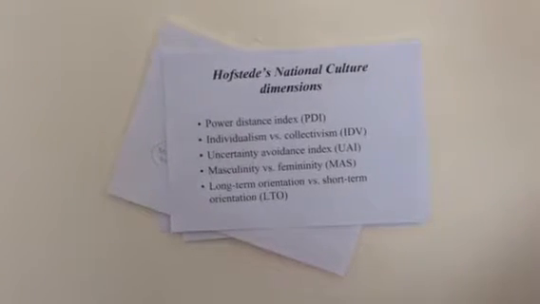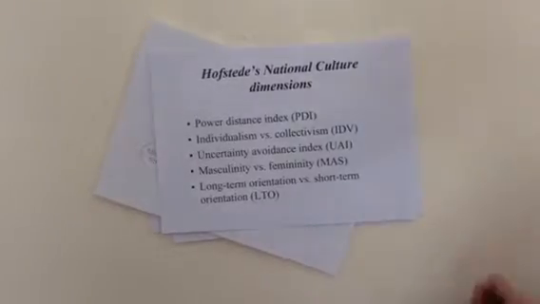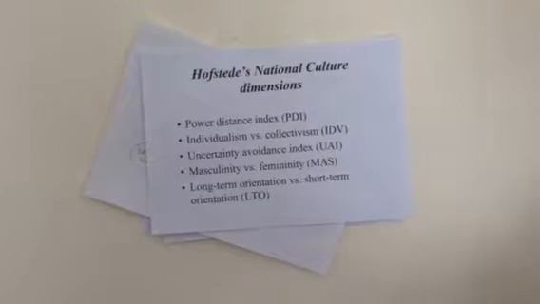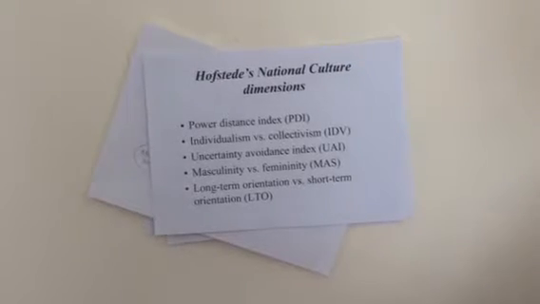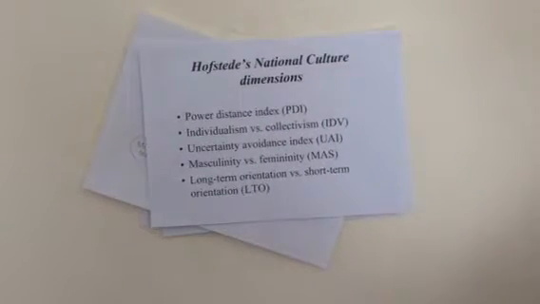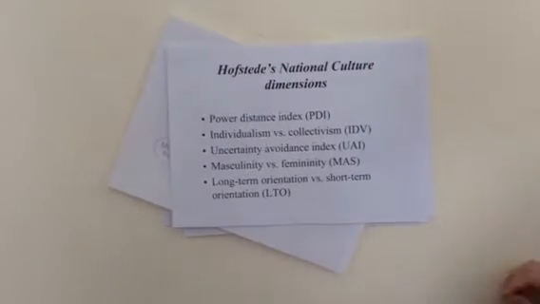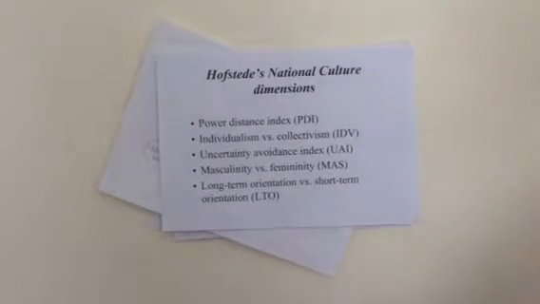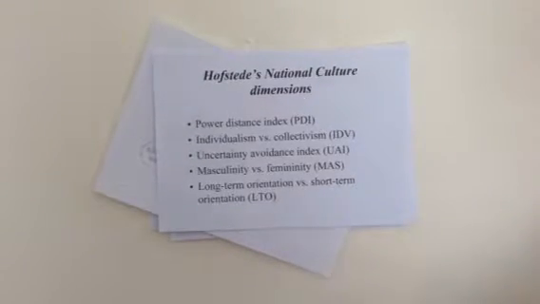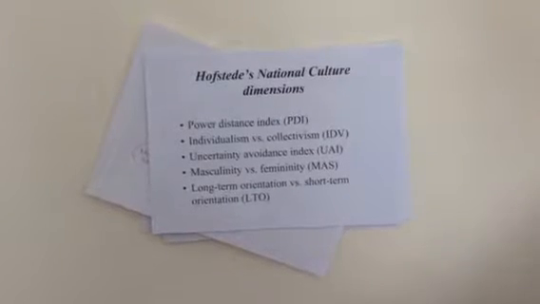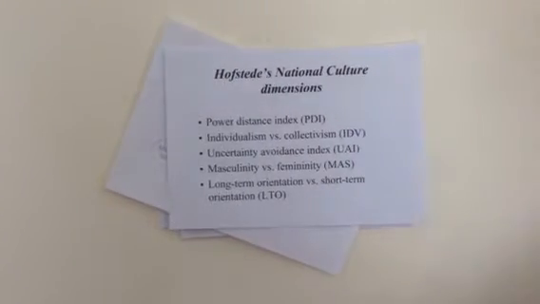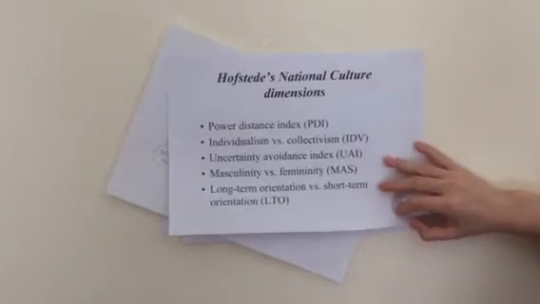The fourth one is masculinity versus femininity, called MAS as well. Masculine societies have different rules for men and women, less so in feminine cultures. The last one is long-term orientation versus short-term orientation, called LTO as well. Long-term orientation means a long-term perspective, planning for the future. Short-term orientation means being past and present oriented. So long-term orientation and short-term orientation are quite different.